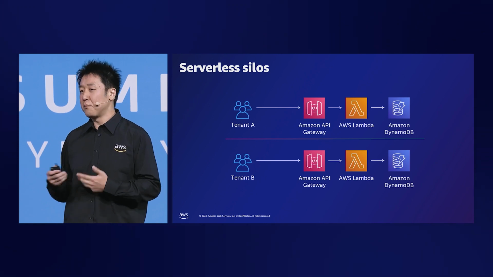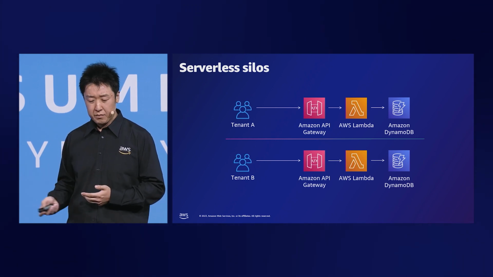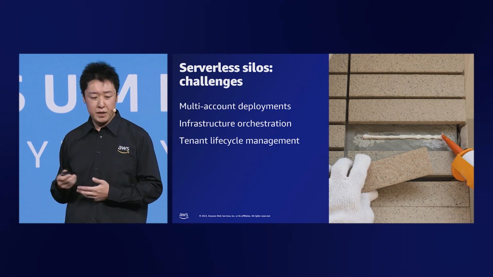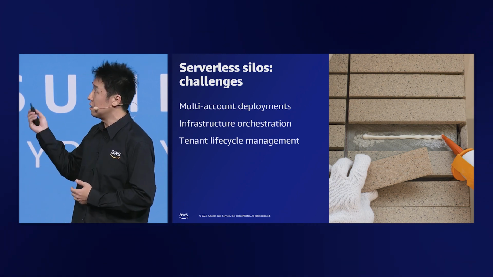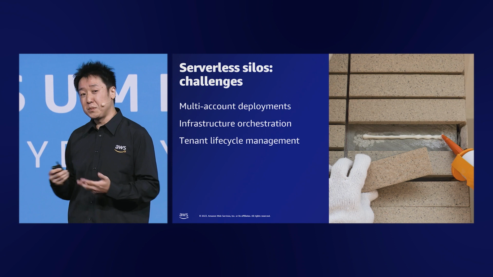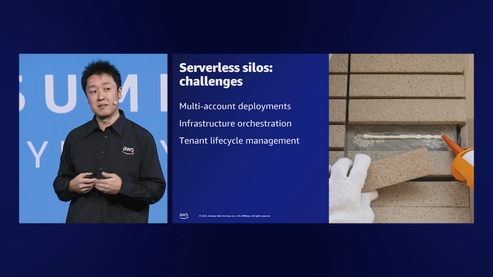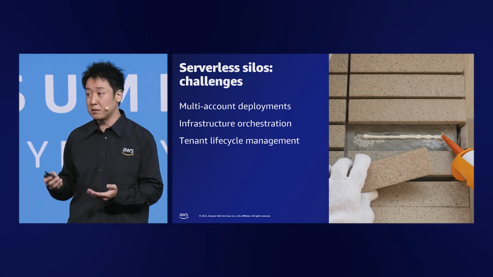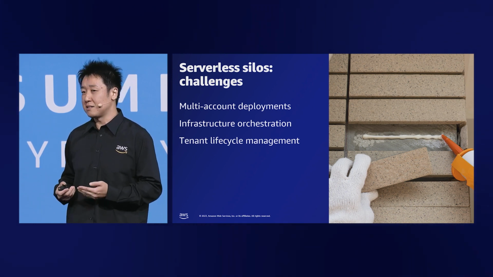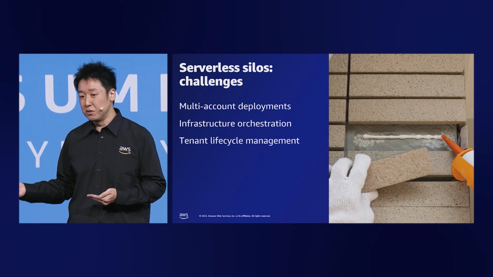How do you actually go about managing all of this infrastructure? And what are the different considerations that we might need to make? So things like multi-account deployments. There are going to be scenarios where you need to segregate each of your tenants by AWS account because of things like regulatory or compliance reasons, or even to further mitigate against things like noisy neighbors on an account level.